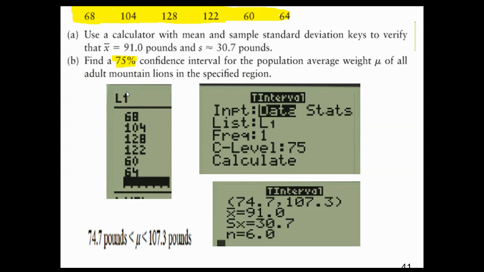All right, so I use list 1. I put in the numbers: 68, 104, 120, 122, 60, and 64. 1, 2, 3, 4, 5, 6. Yes, only 6 numbers. All right, so stat, test, number 8. Make sure data is highlighted. If you switch over, make sure you hit enter so this stays highlighted. Where are my values? They're in list 1. There it is, list 1. They're only used once. I'm looking for a 75% confidence interval. Hit calculate. And once again, it gives me the answer spot on, saving me the hassle of doing all of this data.